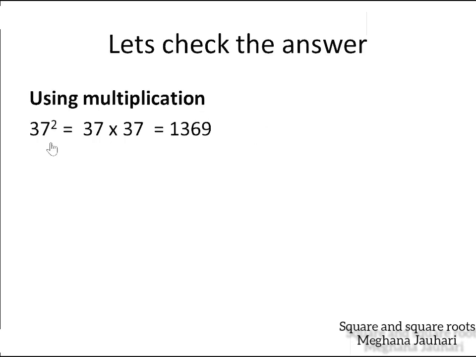Using the inverse operation method, we can check: 26 square is, yes, it's coming 676 only. It means that our solution is correct. In this way, we will use this method to find the square root of any given number. I hope you have understood, and we will learn more in our next class.